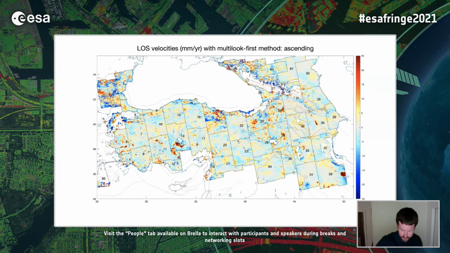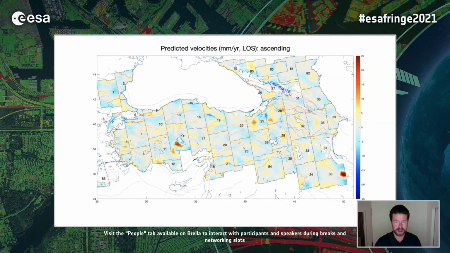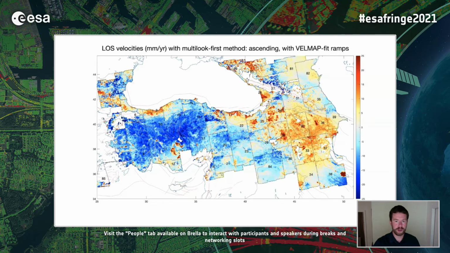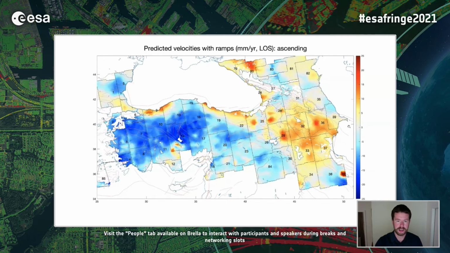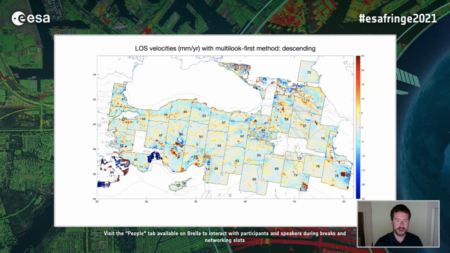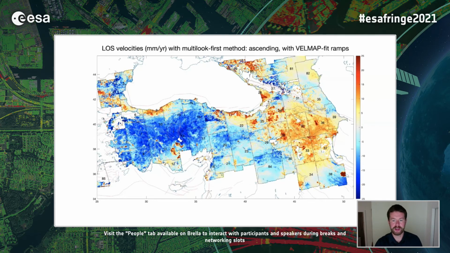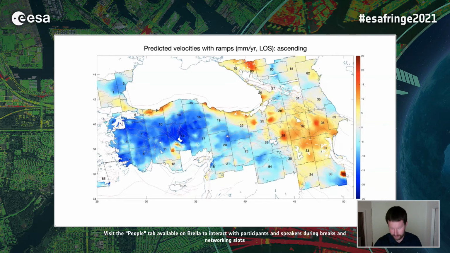So this is, again, the multi-looked data in the ascending, and then that's our fit to it without putting the ramps in. And then this is with putting the ramps in. Again, that's part of the model, but this starts to show up the contrast across parts of the North Anatolian fault better, as well as the East Anatolian fault. You can see the velocity gradient there, and then that's the model fit. So this is the data plus a part of the model. That's the ramp, and then that's the model plus that part of the model.